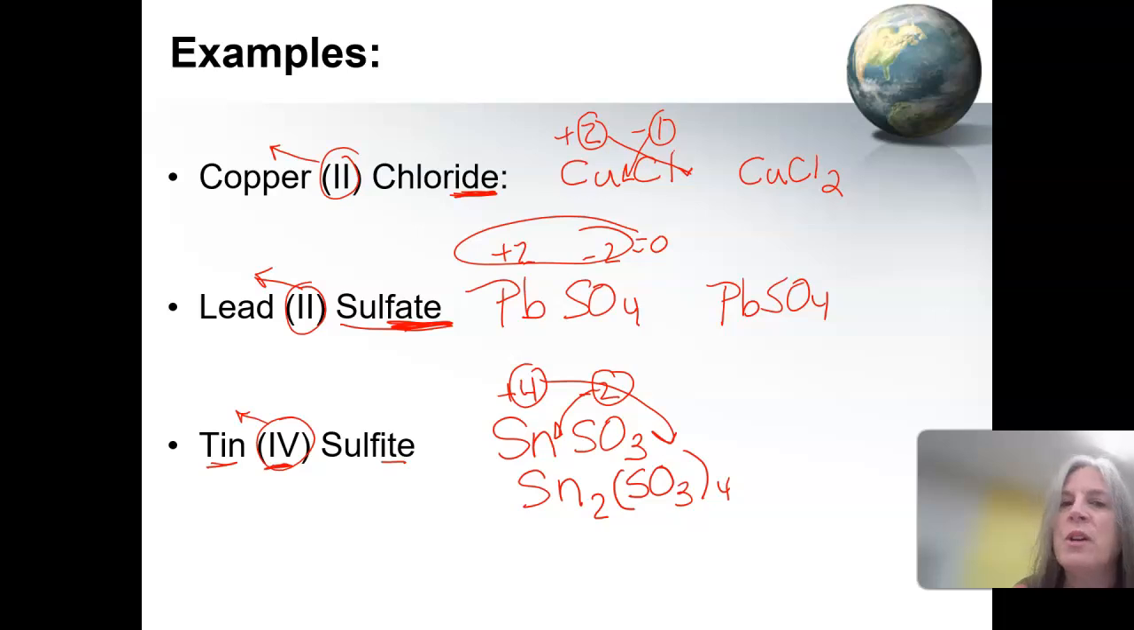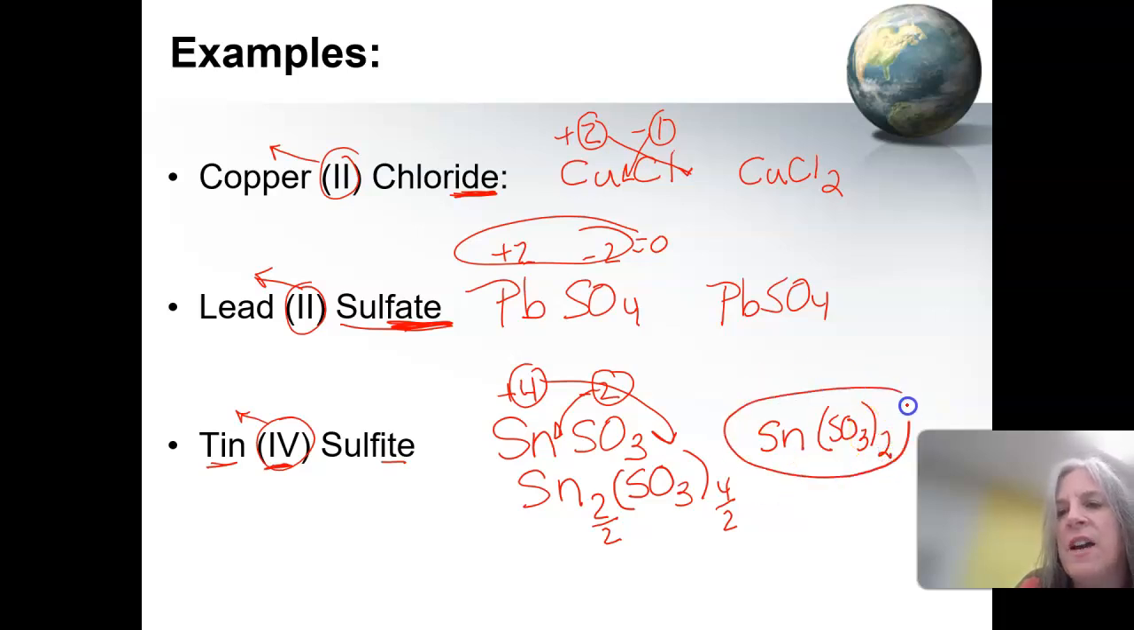Now, there's one little trick when you crisscross. When you crisscross, if they can be reduced, you got to reduce them. So notice that 4 is a multiple of 2. That means we need to divide both of these by 2. This is the one downside to the crisscross method, is if they can be reduced, you have to reduce them. So the actual formula here is Sn, 2 divided by 2 is just 1. We don't write a 1. SO3, we got to put that in parentheses because 4 divided by 2 is 2. So that's the final answer there.